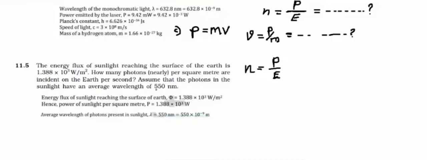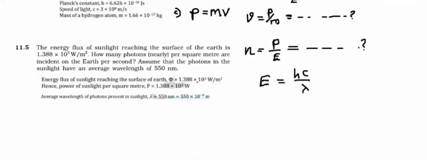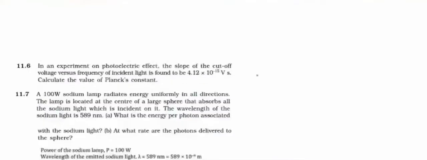Now, wavelength is given. So, energy you can calculate, E is equal to hc by lambda. So, substitute the value of E in the first formula and find the number of photons per second. Now, next question 6.